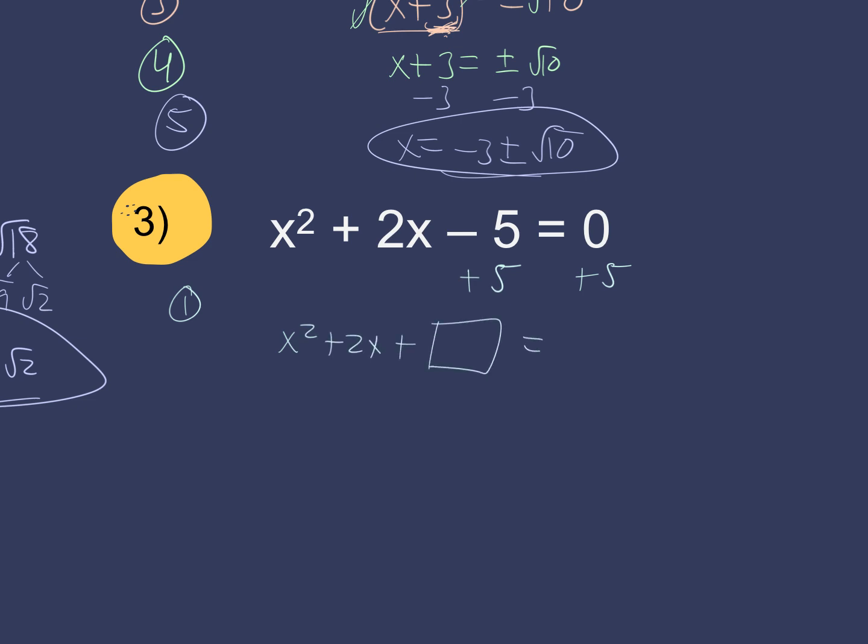Plus a little space equals 0 plus 5 is 5 plus a little space. All right, the second thing we want to do is we want to add b over 2 squared to both sides. Our b term here is 2, right? 2 divided by 2 is 1, and 1 squared is going to be 1. So we're just adding 1 to both sides. So we should get x squared plus 2x plus 1 equals 5 plus 1 is 6.